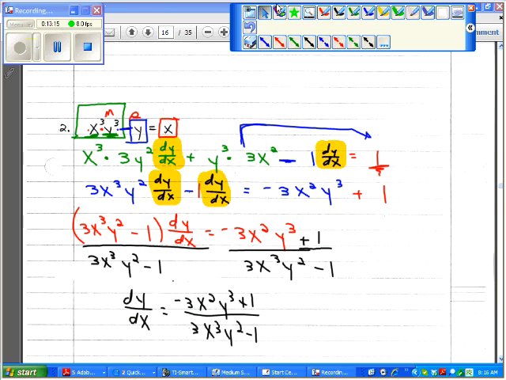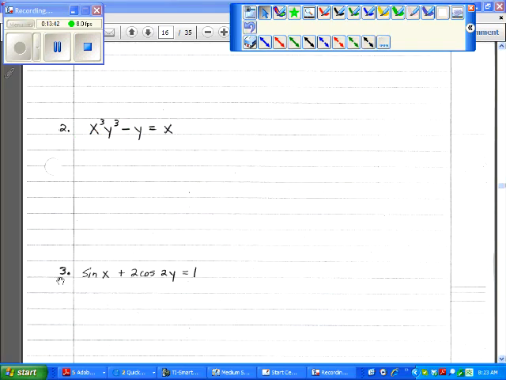Any questions on number 2? And again, it looks a little messy, but this represents the slope of the tangent line at any point. And if we were given a point, all you have to do is plug in the x and y and solve. And it's not that complicated to get the slope of the tangent line at any given point. Okay. Any questions on number 2? Okay.